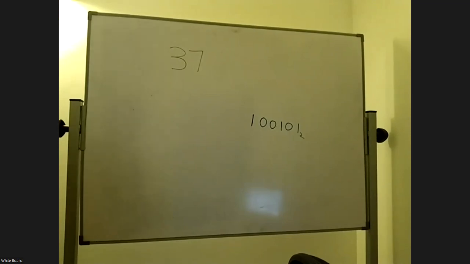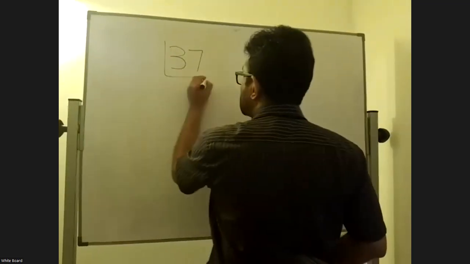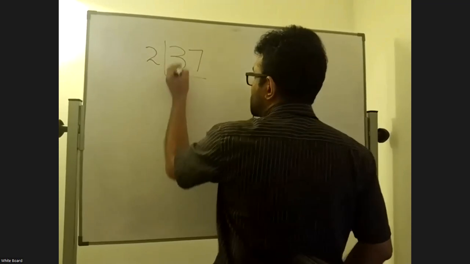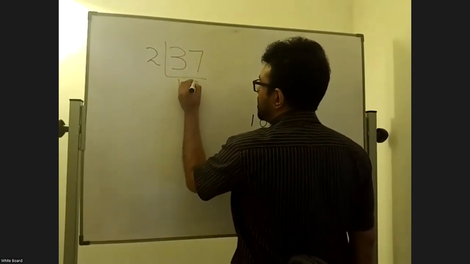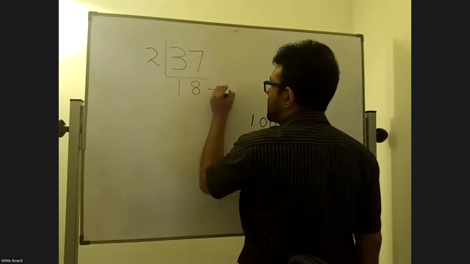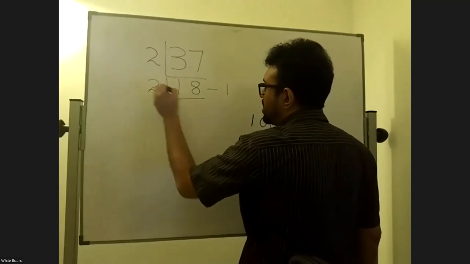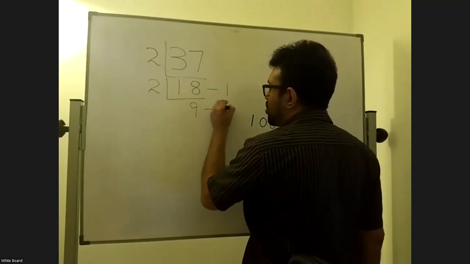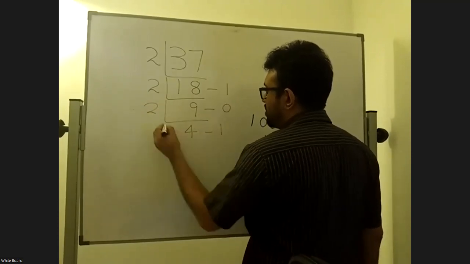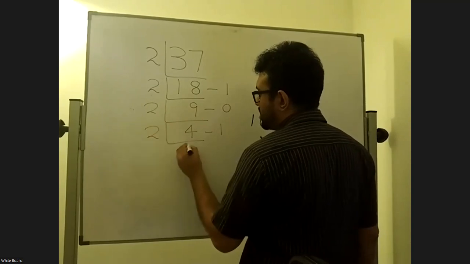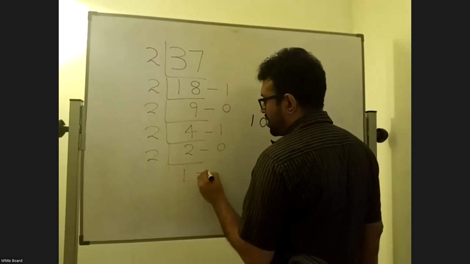Yes, sir. All right. We'll see whether it's the answer. So we'll keep on dividing it by two. So we get 18 and 1 remainder. Again we divide, we get 9, no remainders. Again we divide, we get 4, 1 remainder. Again we divide, we get 2, no remainders. Again we divide, we get 1, no remainder.